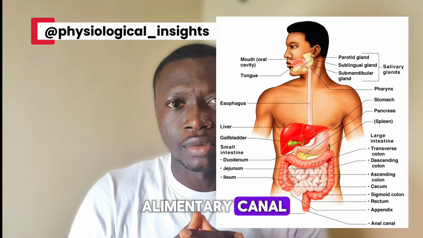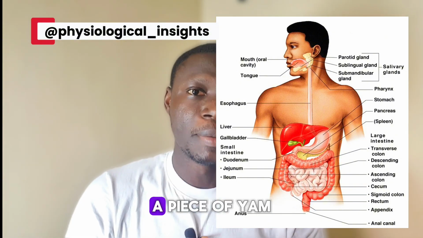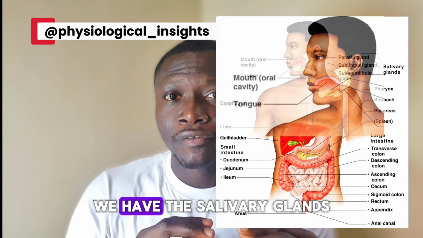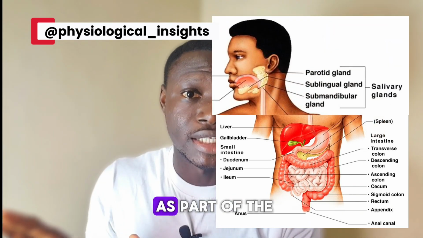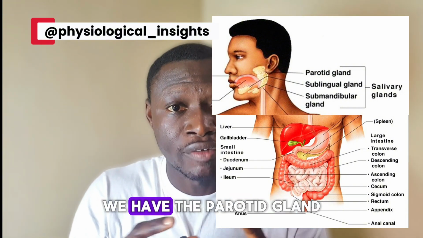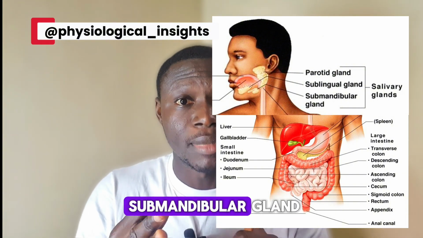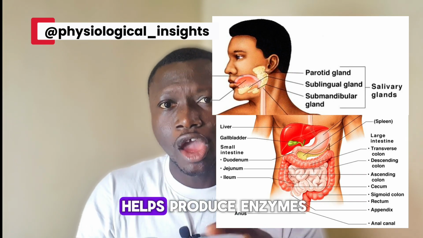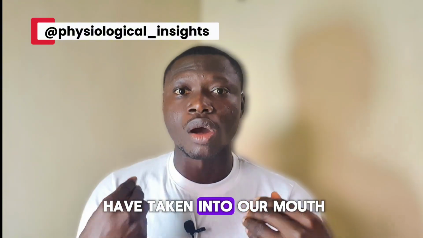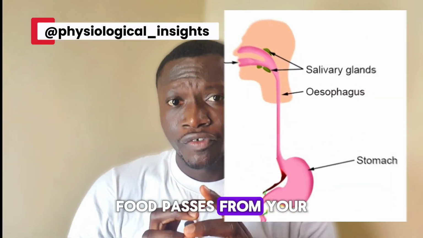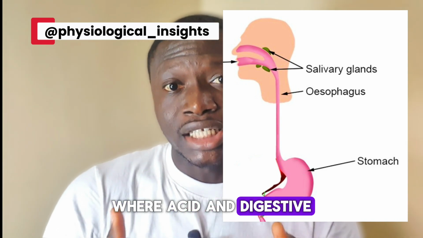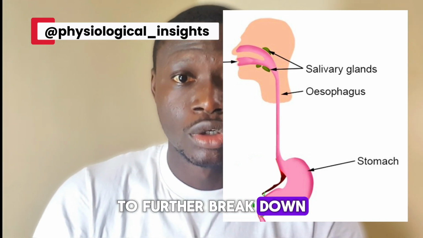Moving back to the alimentary canal, when we take in food, for example a piece of yam, into our mouth, which is the oral cavity. Connected to our mouth, we have the salivary glands, which we just mentioned as part of the accessory digestive organs. Now these salivary glands are divided into three. We have the parotid gland, sublingual gland, and the submandibular gland. So these glands actually help produce enzymes which break down the piece of yam we have taken into our mouth. Now after this, food passes from your mouth through the esophagus down to your stomach, where acid and digestive juices are being released to further break down those food molecules.